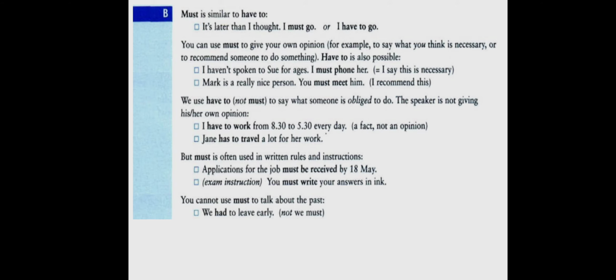You cannot use must to talk about the past. To express past obligation, we don't use must, because must is not used in the past. So we use have to in the past, so it becomes had to. So we say we had to leave early. We don't say we must leave early. We say we had to leave early to express the past. We use the past of have to, so it becomes we had to leave early.